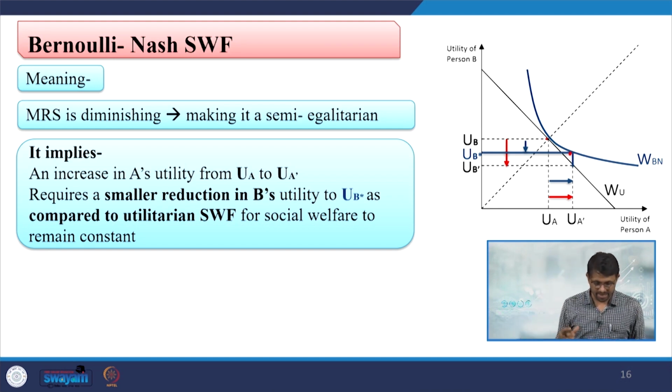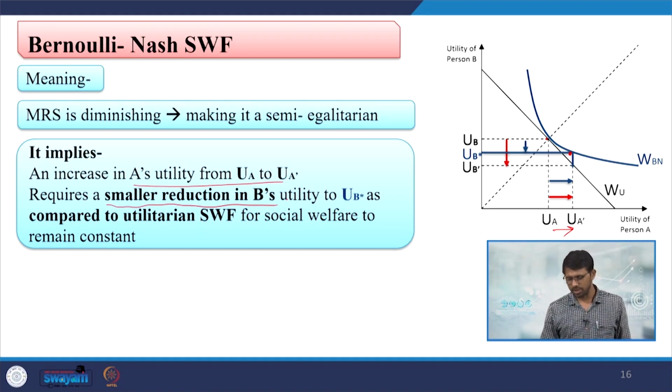However, in this case it is not completely the same compensation or adjustment. In this case there is a smaller reduction: with an increase in A's utility from here to here, you can see that it requires a smaller reduction in B's utility to UB star as compared to the utilitarian social welfare function, for which the trade-off was considered to be constant because we took the linear function.